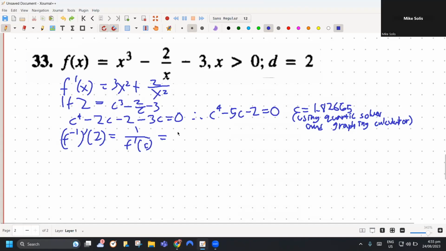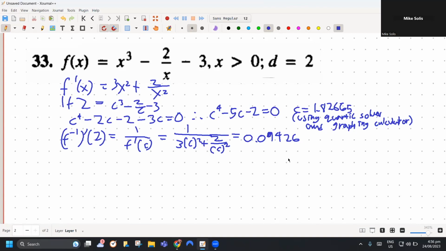So f inverse. Sorry, distract ako. f prime of x is 3x squared plus 2 over x squared, and then f prime at c is equal to 3 times 1.8267 squared plus 2 over 1.8267 squared.